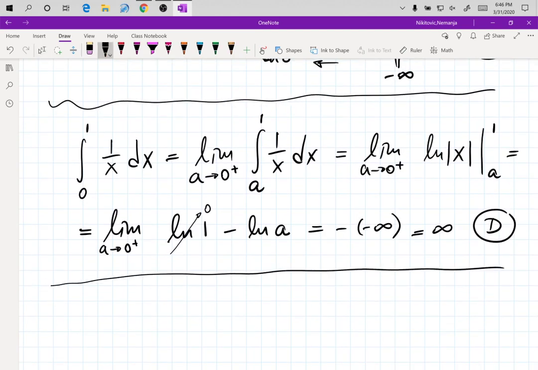Now, I did this problem for a very particular reason, because I want to now ask you to try 0 to 1 of 1 over x squared dx, right? So 1 over x had the graph that did this. The 1 over x squared has an Atari graph, right? You're not old enough to know what I'm talking about. So there you go.